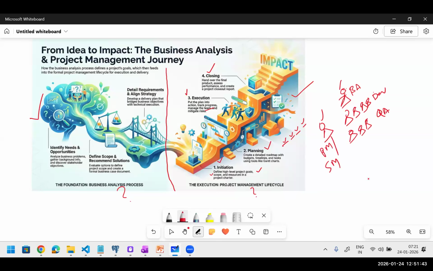BA is the one who gathers the requirements, who understands what business wants to achieve. These are the people who execute things. This is what I was talking about, the team. And at the end of the day, what? This is a deliverable, a useful product. Today you are using WhatsApp, Zoom, all these digital tools that have transformed our lives. Today it is possible: you are sitting in different locations, different places, and we are connected together, right?